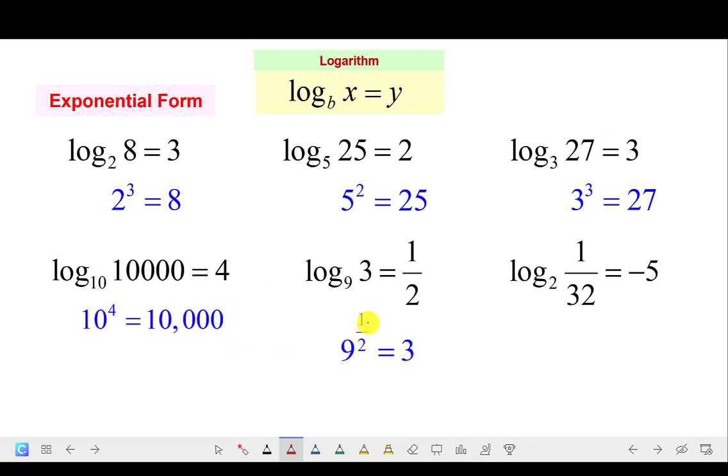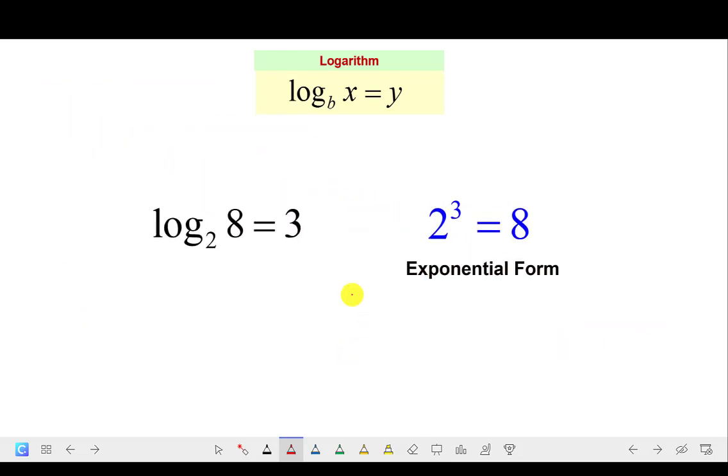Now, of course, once you get here, you could convert that to a square root if you wanted, but you can leave it as this as well. And then here. So these are the exponential form, and the others are logarithmic form, and they are entirely equivalent. These mean the exact same thing.